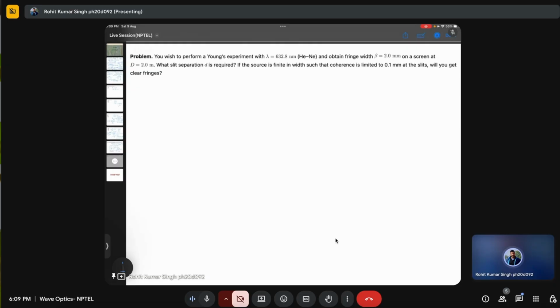This is the last problem for today, and this is just a logical problem. If you wish to perform a Young's double slit experiment with light of wavelength 632.8 nanometer, and obtain a fringe width of 2 millimeter on a screen at a distance of 2 meter, what slit separation d is required?